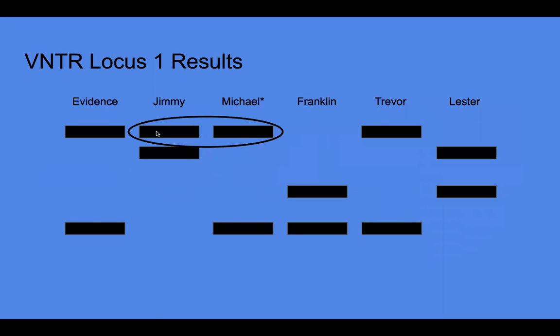We can first validate this gel using the fact that Jimmy has received exactly 1 allele from his father Michael for this first locus. We can see that they have 1 allele in common. I've put an asterisk beside Michael's name to help us remember that he is Jimmy's biological father.